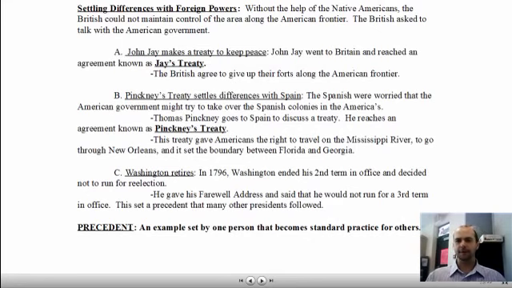And then America also was having trouble with Spain, and so Pinckney's Treaty was created and negotiated by Thomas Pinckney. He reached an agreement so that the Spanish and the Americans could use the Mississippi River to ship goods. And basically Spain was nervous. They were worried that the American government might try to take over Florida and out west along the Mississippi. And America was eyeing to do that. And so it gave Americans the right to travel the river and to go through New Orleans.